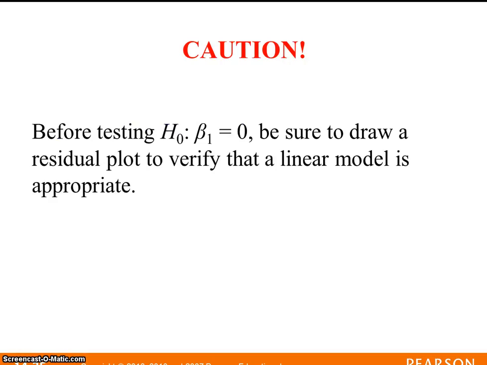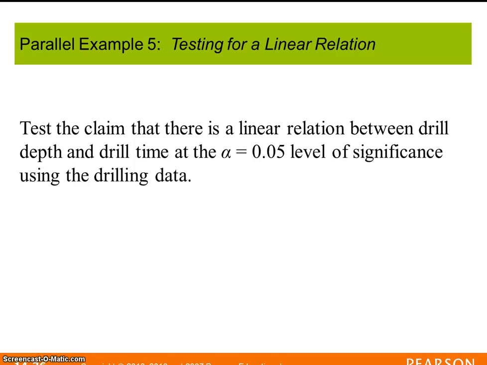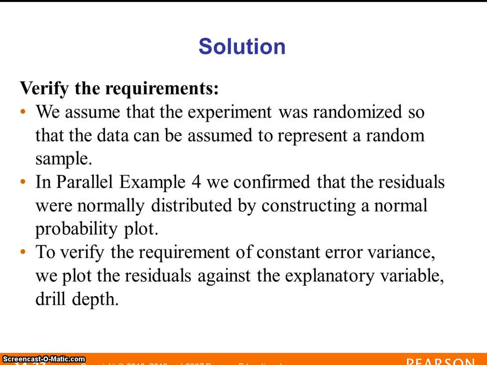Again, we should draw a residual plot to verify that the model is appropriate. But in most cases, you can assume that, or I'll give you the QQ plot. So let's look at a specific example here. We'll do this at the 0.05 level of significance. You should verify the requirements, but in most cases, you can assume that the requirements are met. So we assume that the experiment was randomized so that the data can be assumed to represent a random sample, obviously.